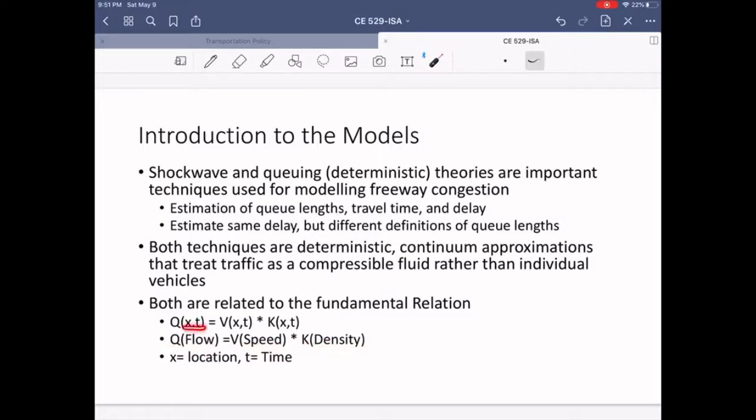And x, t here represents x's location and t is the time. And right here, it's important to note that density here is not the independent variable that causes an increase in the flow. Flow is just constrained by the capacity of the roadway, and density is determined by the flow and the capacity constraints.